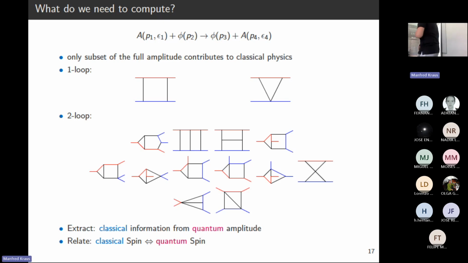So now you are essentially faced with two tasks to do. On the one hand, you have to extract classical information from quantum amplitudes. And on the other hand, you have to relate the quantum spin. You have to spin one particle that has spin down, spin up, and spin longitudinal to the angular momentum of a rotating black hole. So this will be a bit tricky, but in the end, this is rather straightforward. It's just very unusual because in particle physics, you never really think about either of these two tasks.